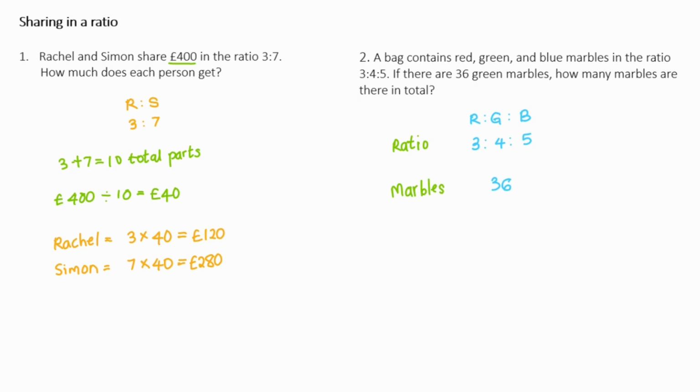So in order to find the total number of marbles, we're first going to have to find how many red marbles there are, as well as how many blue marbles there are. In order to do that, we have to check what we have done to our 4 to make it into 36, and we have multiplied it by 9. So we therefore have to do the same thing to our 5 and our 3. 5 times 9 is 45, and 3 times 9 is 27. We therefore have 27 red marbles, 36 green, and 45 blue.